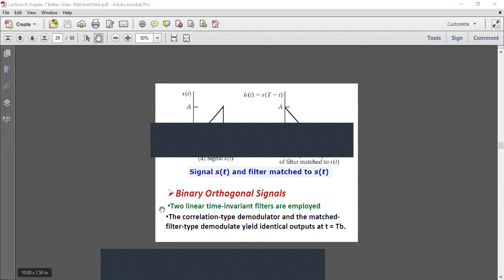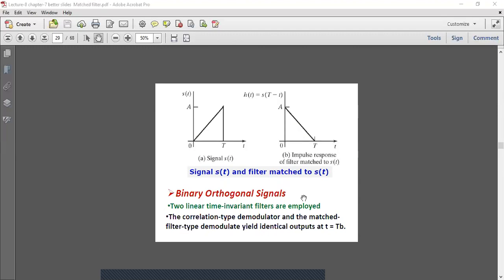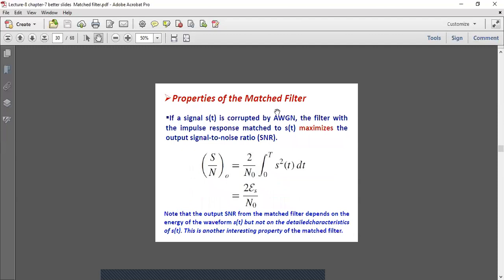Now he has shown the example for binary orthogonal signaling. First of all, let us go through the properties of the matched filter. If a signal S of t is corrupted by AWGN, the filter with impulse response matched to S of t maximizes the output signal to noise ratio. The signal to noise ratio is given by this expression. We have N naught by 2, so 2 will come out, and then we take the signal energy, the integral from 0 to T of s squared of t, giving 2 Es over N naught. This is the definition of signal to noise ratio, and we want to maximize it.